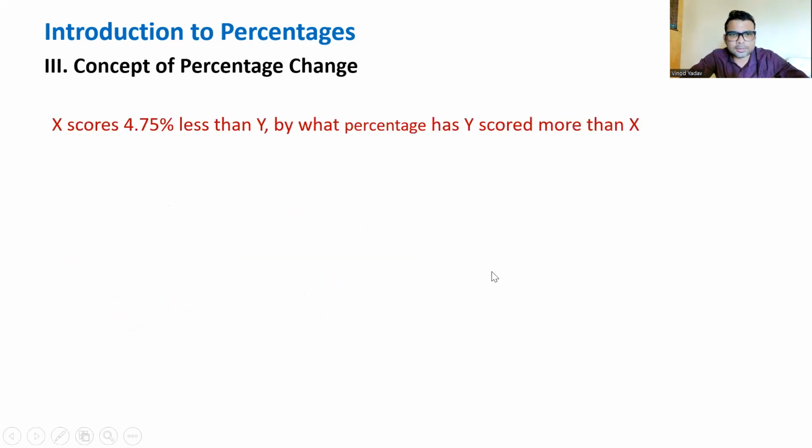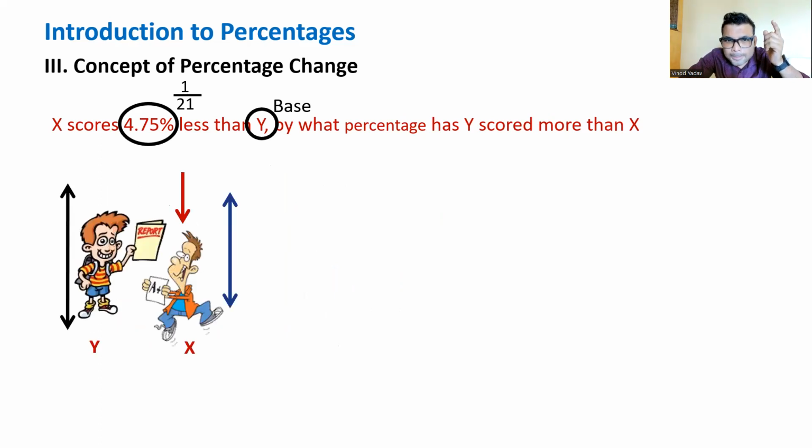Okay, one more example. X scores 4.75% less than Y. So Y is the base. 4.75. Remember that group? Yeah, 19, 20, 21. So 1 by 21 is 4.75%. So Y scores 21 parts. So X scores 1 part less. That is 20 parts. Correct?